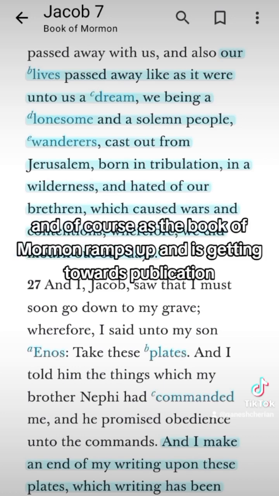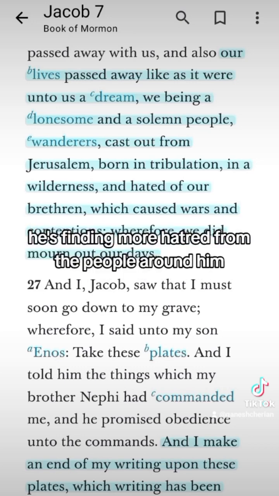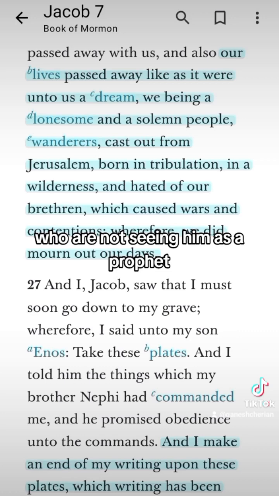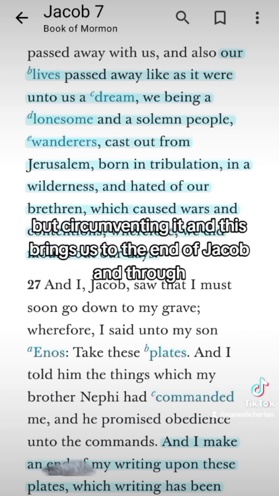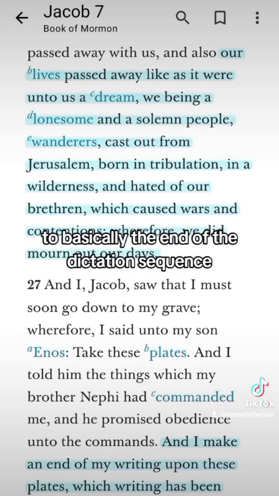And of course, as the Book of Mormon ramps up and is getting towards publication, he's finding more hatred from the people around him who are not seeing him as a prophet and not seeing him delivering the words of God, but circumventing it. And this brings us to the end of Jacob and through to basically the end of the dictation sequence.